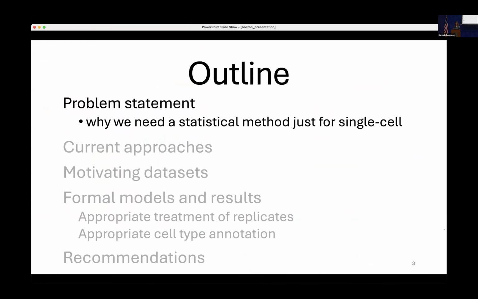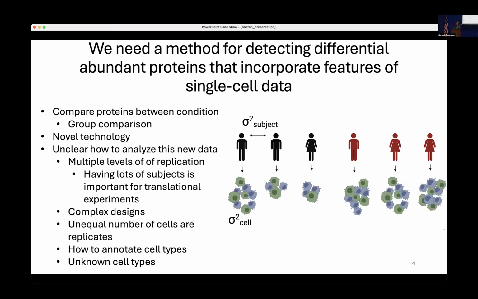So why do we even need a statistical method just for single cell data? A very common method that is used in bulk proteomics is group comparison, where you average all the healthy subjects and compare them to the average of all the disease subjects. And you go protein by protein looking for proteins that will be differentially expressed between the two groups. Single cell data gives us an additional layer of replication. With bulk data, we just had replicates of people, but with single cell data, we have replicates of cells for each person. And with this information comes a lot of questions that we are posed with now.